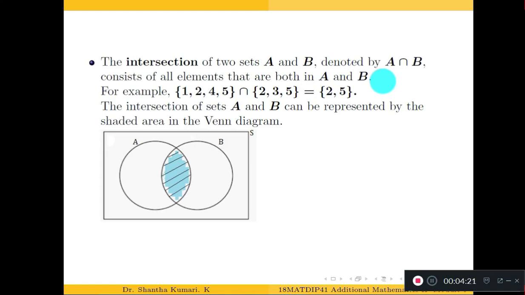It should be common. So, for example, see the set here 1, 2, 4, 5 and 2, 3, 5. See the elements which are common to both, only 2 and 5. Okay. So, clearly this is the intersection of A and B. Now, in the Venn diagram, you can easily understand this is the set A and this is the set B. So, this shaded portion, the middle portion is common to both A and B. So, this is the Venn diagram of A intersection B.